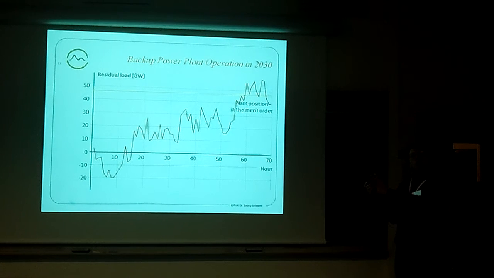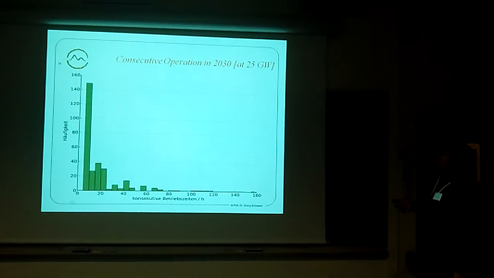So with this methodology, you can define for each power station a histogram of consecutive operation. There are, of course, 150 times within a year that this power station will start to operate only for between 5 and 10 hours. This is a power station which stands at 25 gigawatt. That means there are 25 gigawatt capacity better in the merit order, which is the situation.